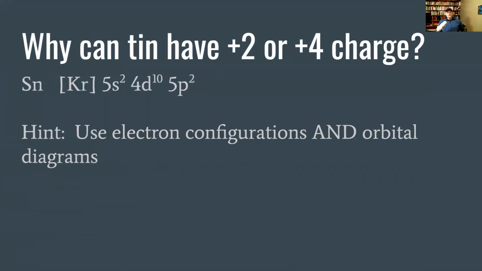So take a moment, see if you can figure this portion out. Why can tin have either a +2 or a +4 charge? I might be using this as a style of a test question, so you might want to pay particular attention to this one. Give it a try.